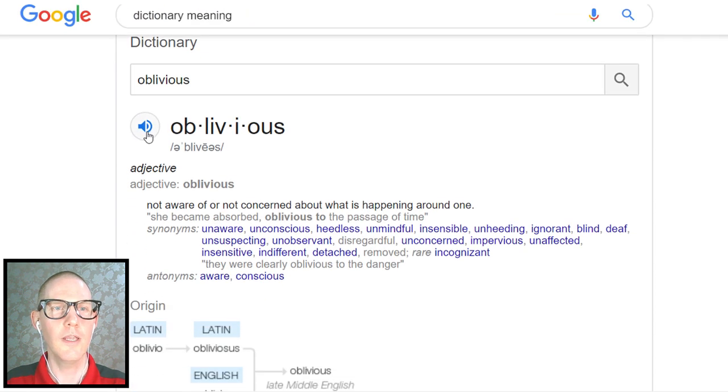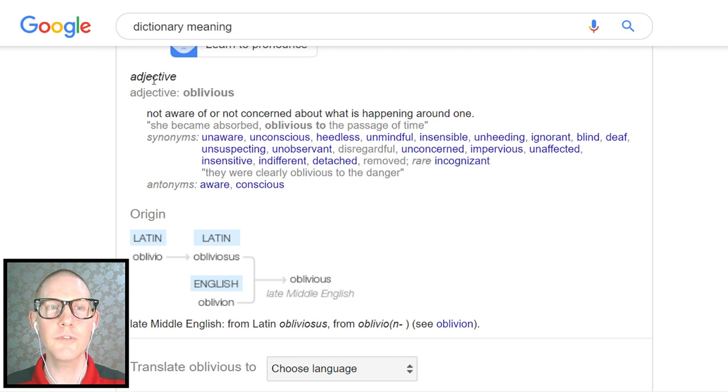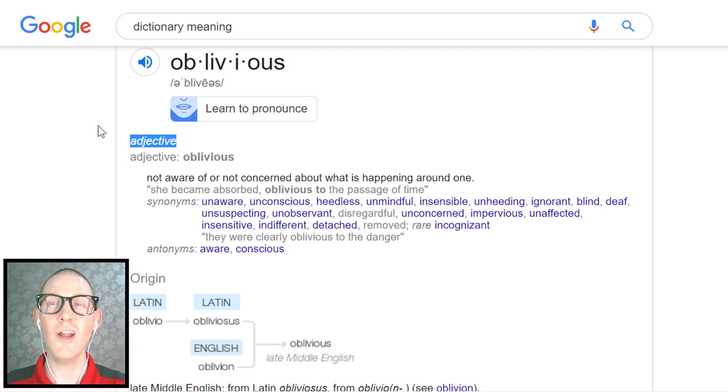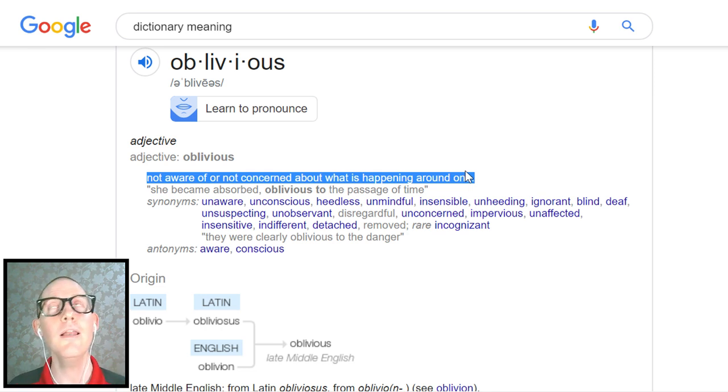All right. And let's hear the pronunciation. Oblivious. Oblivious. Oblivious. Okay, here we go. So it's an adjective. We're describing someone not aware of or not concerned about what is happening around one. So if you're oblivious, you're just like, oh, la la la la, and you don't know what's happening around you. All right.